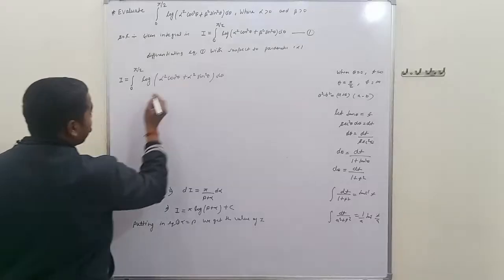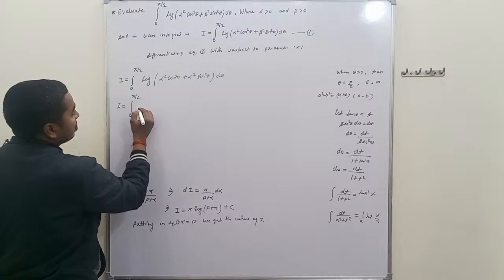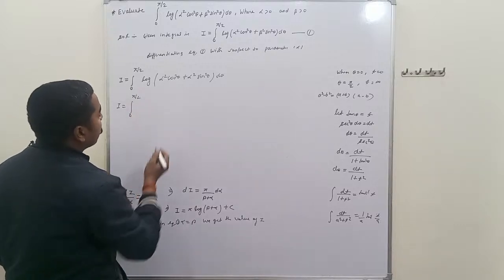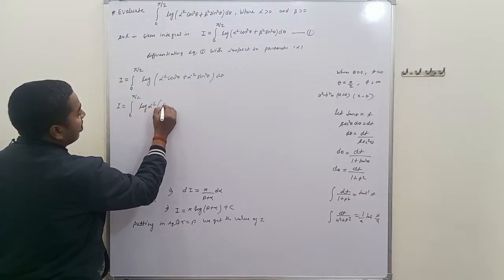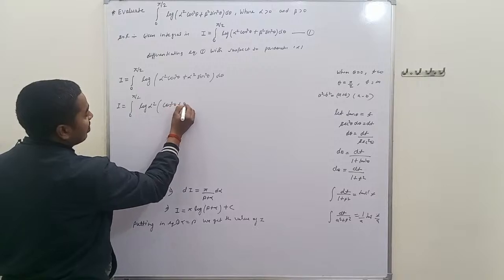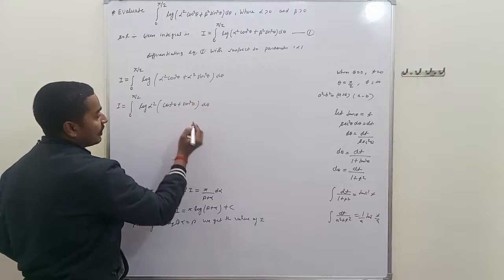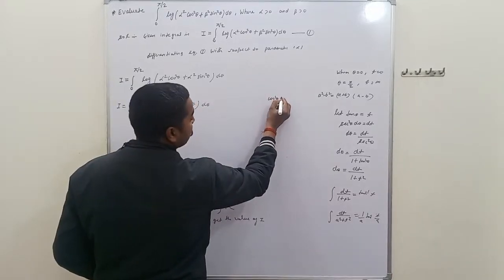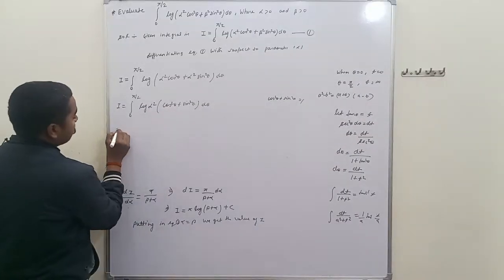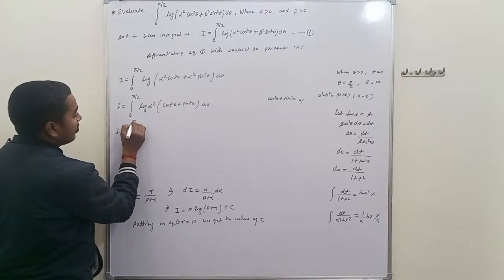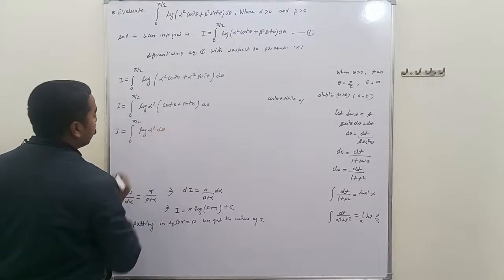And further we have to take common, I is equal to the integral from 0 to pi by 2, and we can take alpha square common, that is log alpha square, and this is given by cos square theta plus sin square theta. And we know that in trigonometry cos square theta plus sin square theta is given by 1. So we have to write here 1. This is given by I is equal to the integral from 0 to pi by 2 of log alpha square d theta.